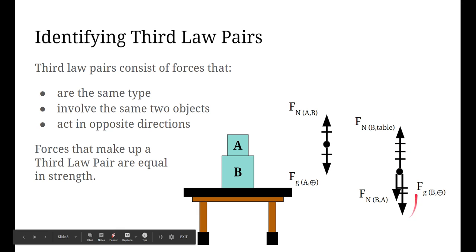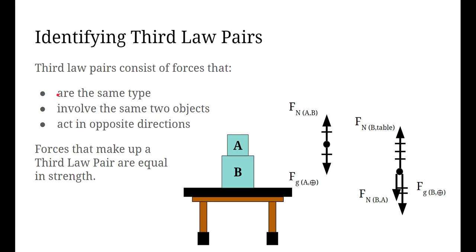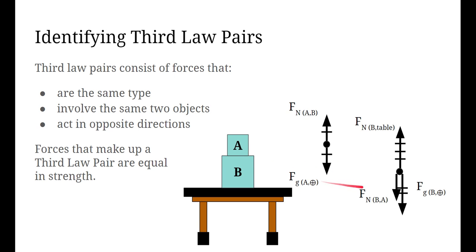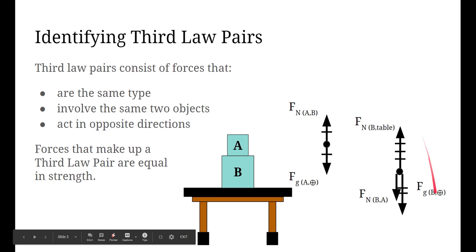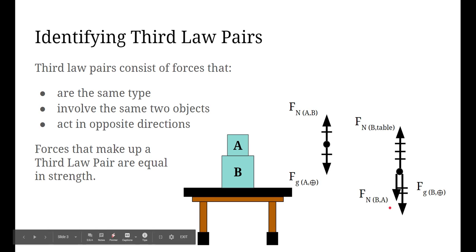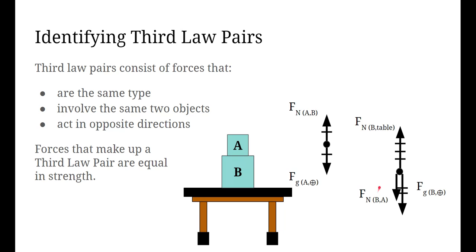But this normal force is bigger than the gravitational force because block A is also pushing down on block B. And so in order to find the third law pair, we need to find two forces that are the same type as each other. They involve the same two objects and they act in opposite directions. And so the gravitational force is between object A and the Earth, and none of these has both object A and the Earth in them. But this top force is a normal force that is an interaction between object A and object B. And this normal force down here is a force that's between object B and object A.